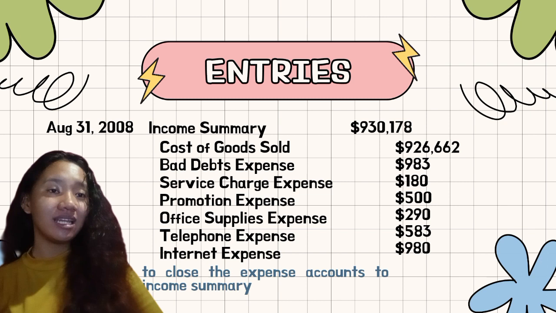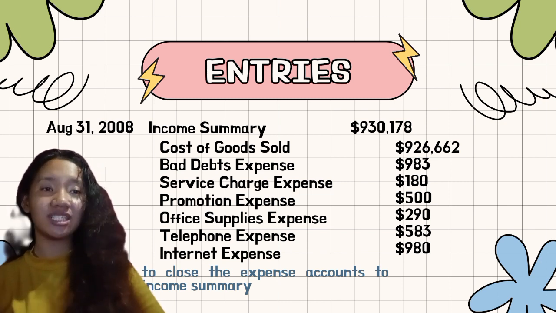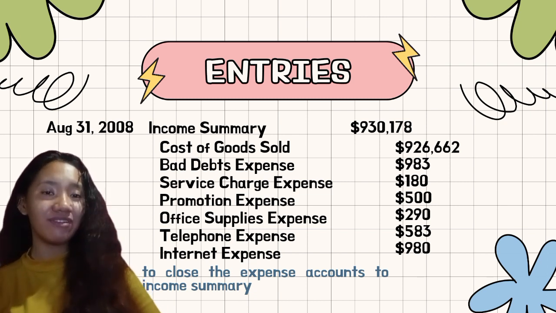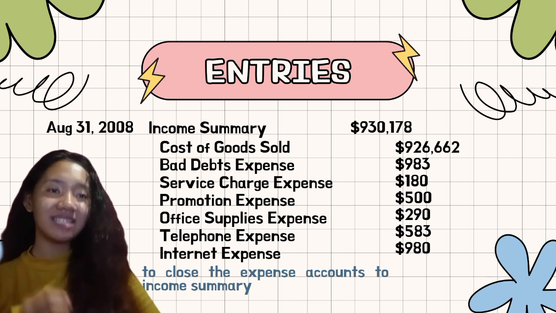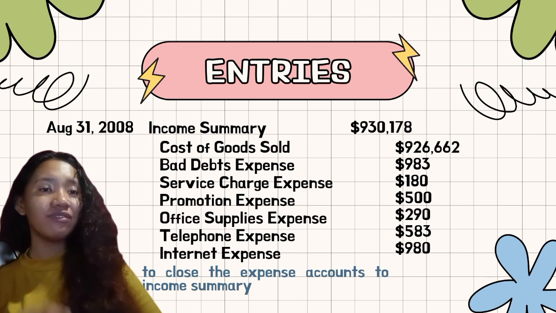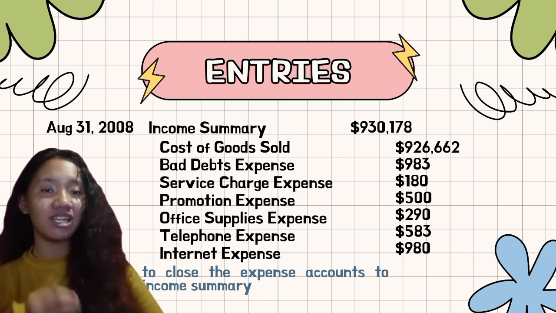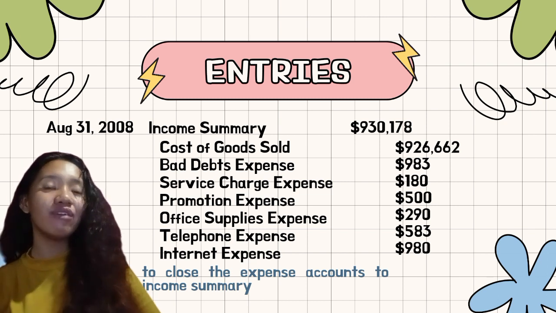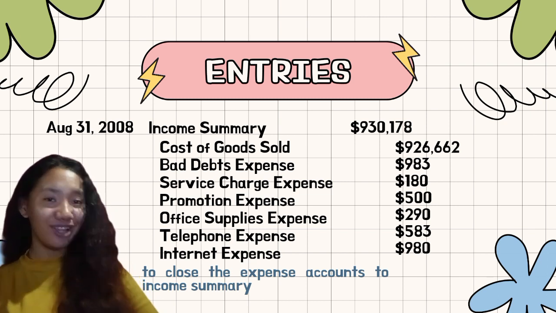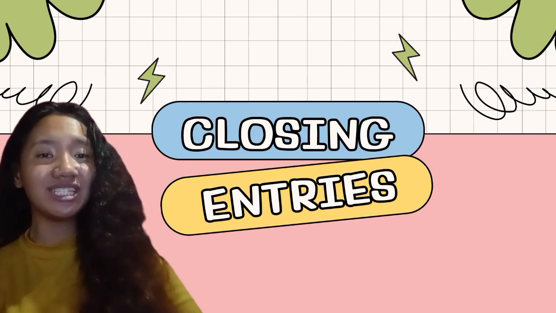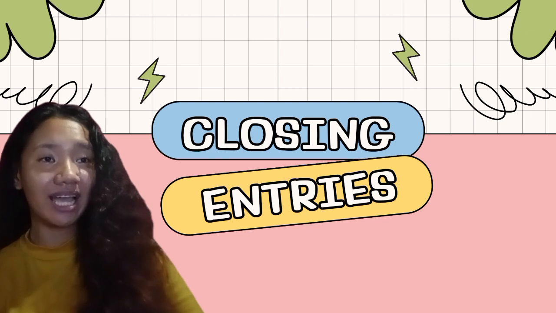bad debt expense of $983, service charge expense of $180, promotion expense of $500, office supplies expense of $290, telephone expense of $583, and lastly, the internet expense of $980. We must always remember to have closing entries at the end of every accounting cycle.